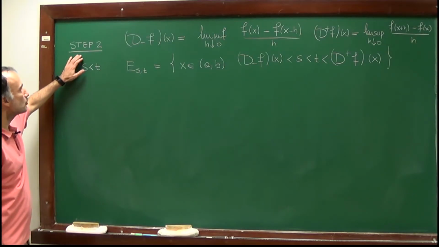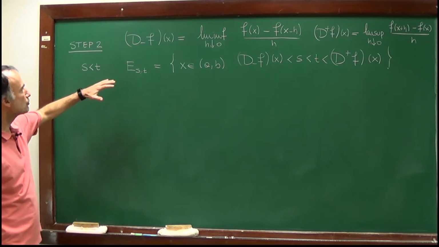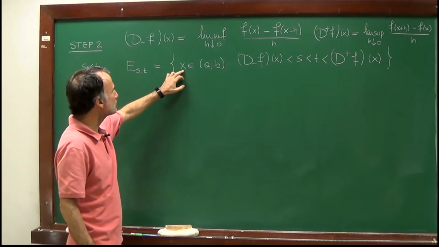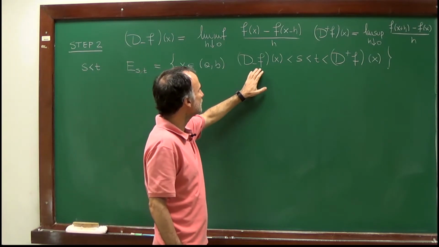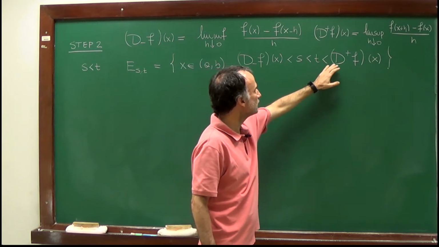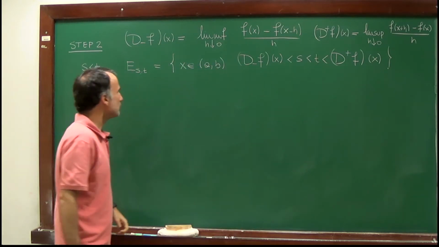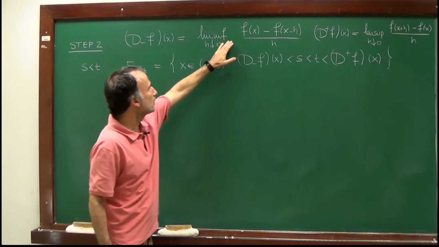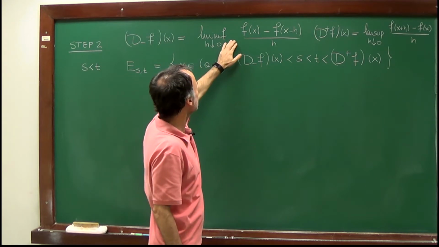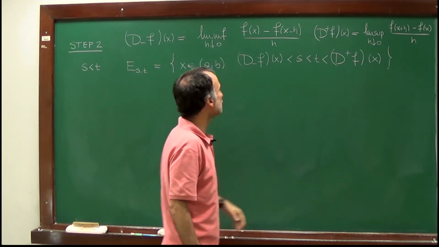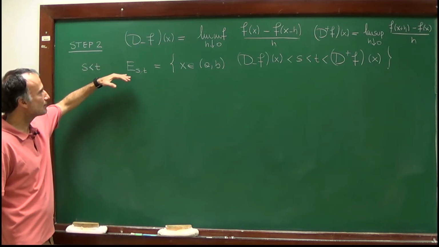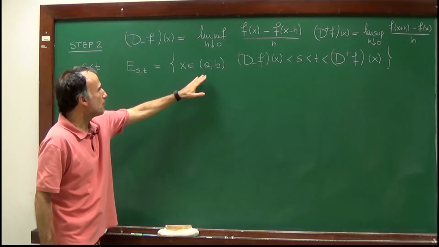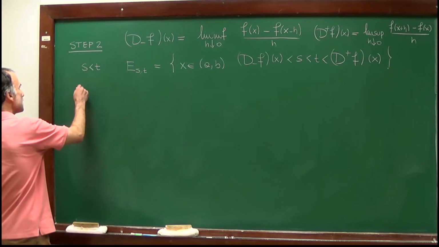So this is the second step of the proof. Up to now, we reduced the proof to showing that this set E_st, which is the set of points x in AB for which d minus f is smaller than s, which is smaller than t, which is smaller than d plus f, has outer measure equal to 0. And here I just copied the definitions of d minus and d plus. So we need to show that the outer measure of this set is equal to 0. This set is bounded, and so fix epsilon positive.